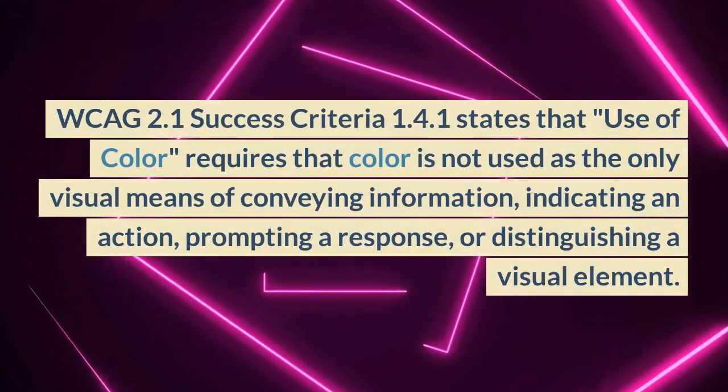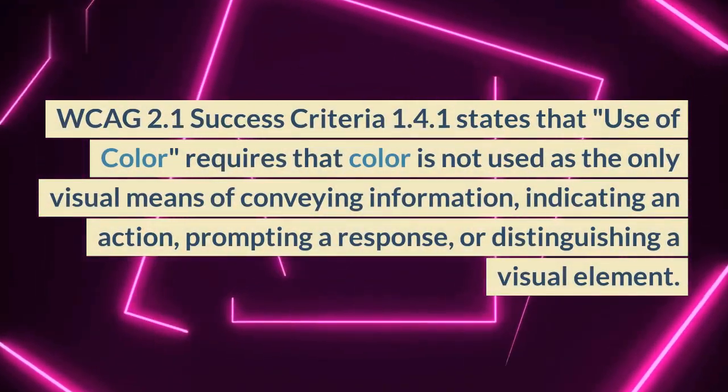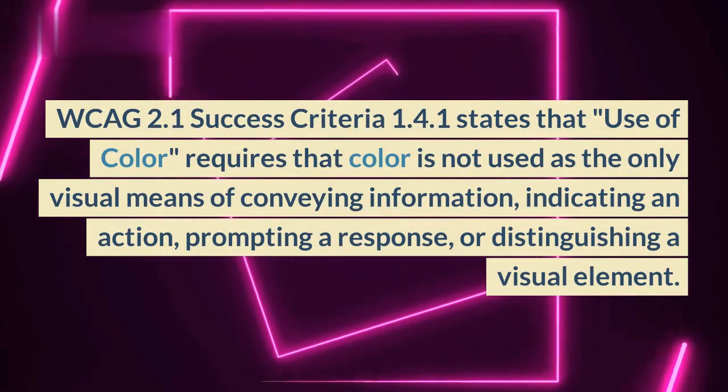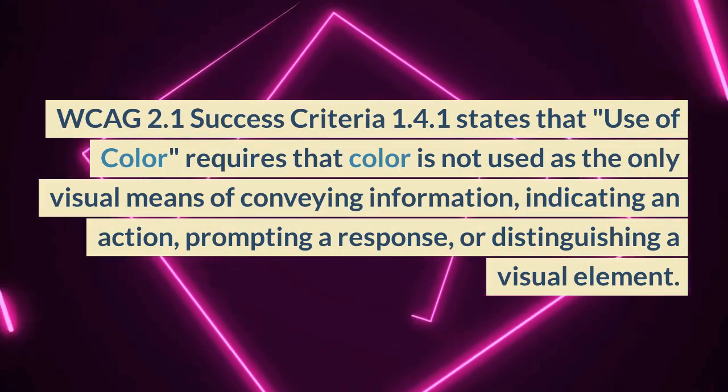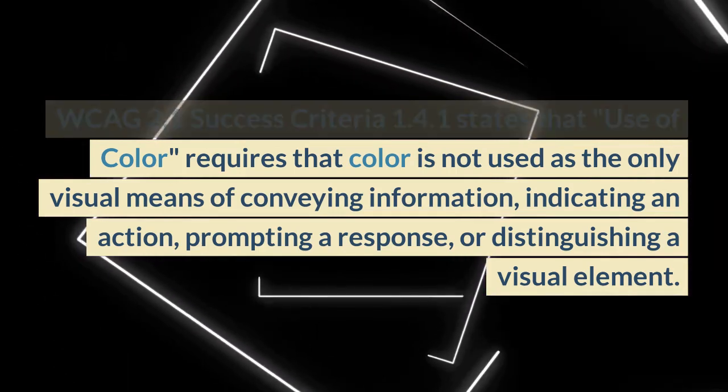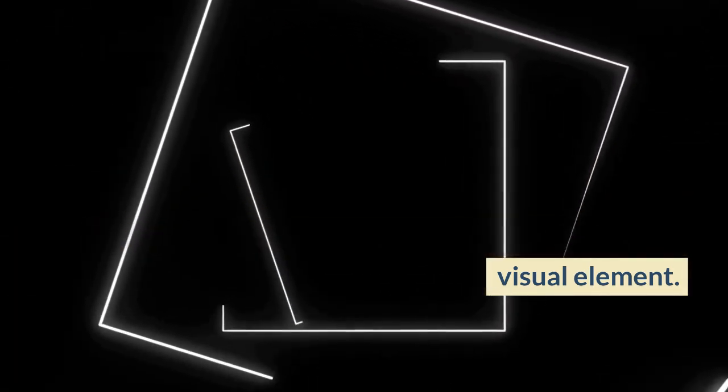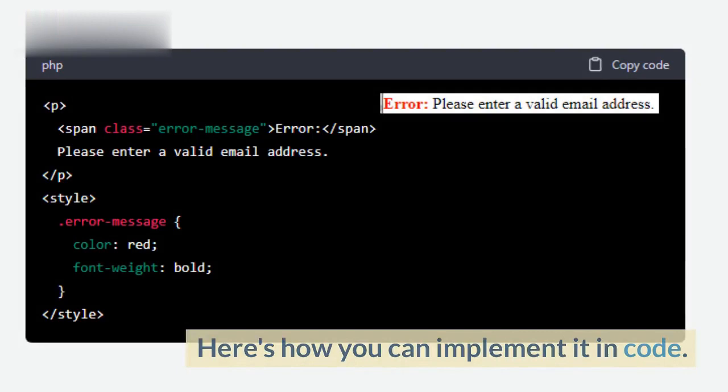WCAG 2.1 Success Criteria 1.4.1, Use of Color, requires that color is not used as the only visual means of conveying information, indicating an action, prompting a response, or distinguishing a visual element. Here's how you can implement it in code.